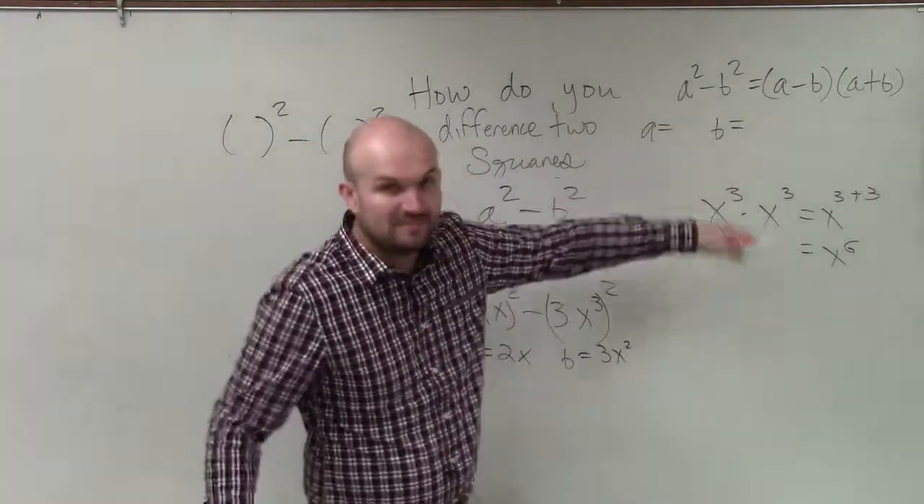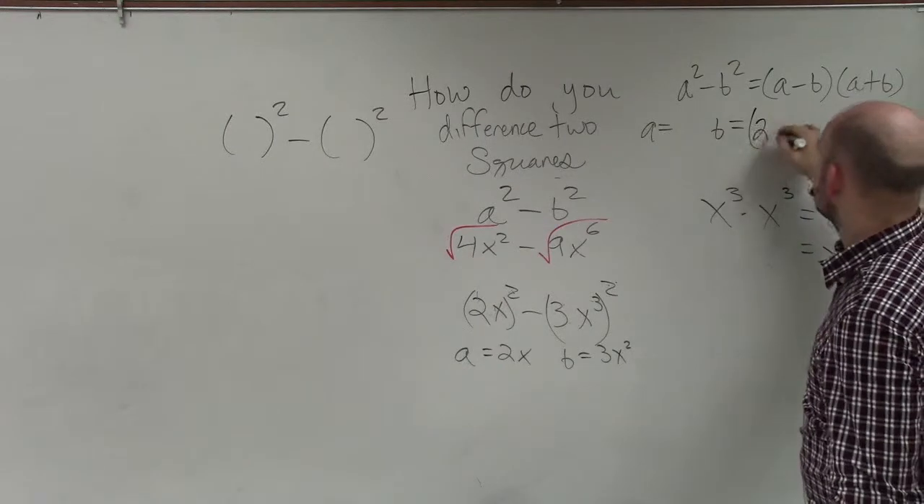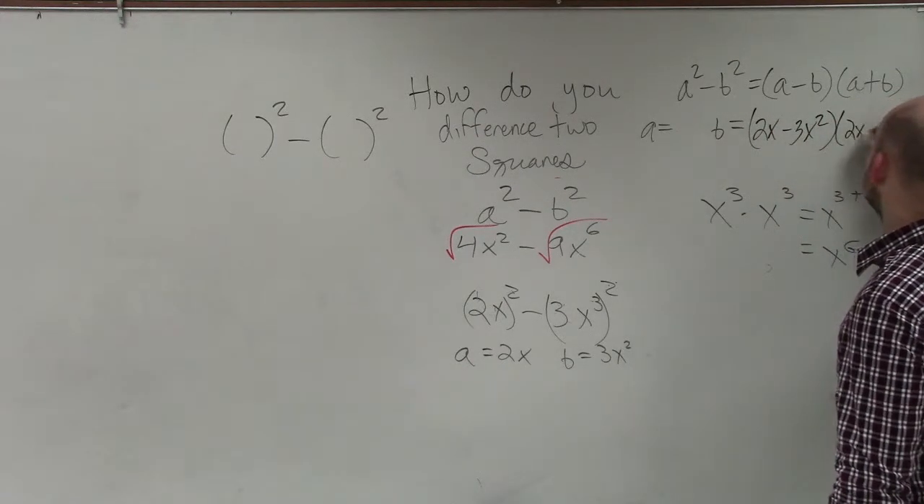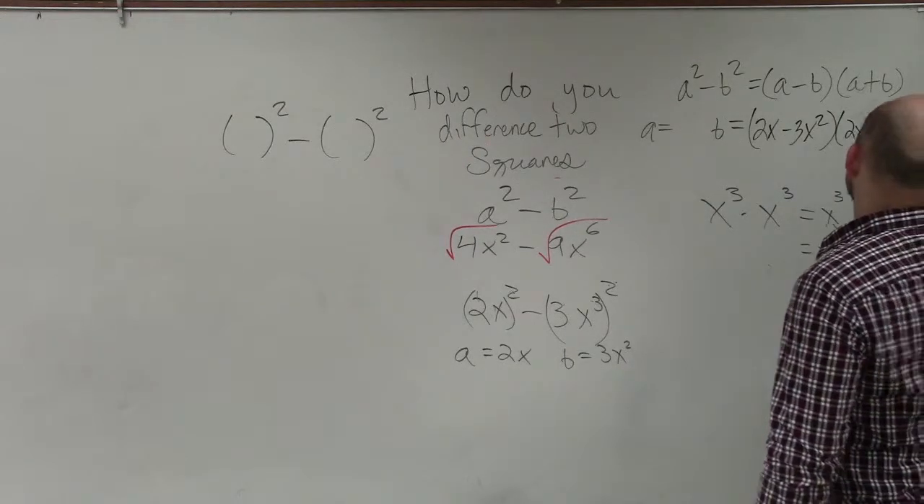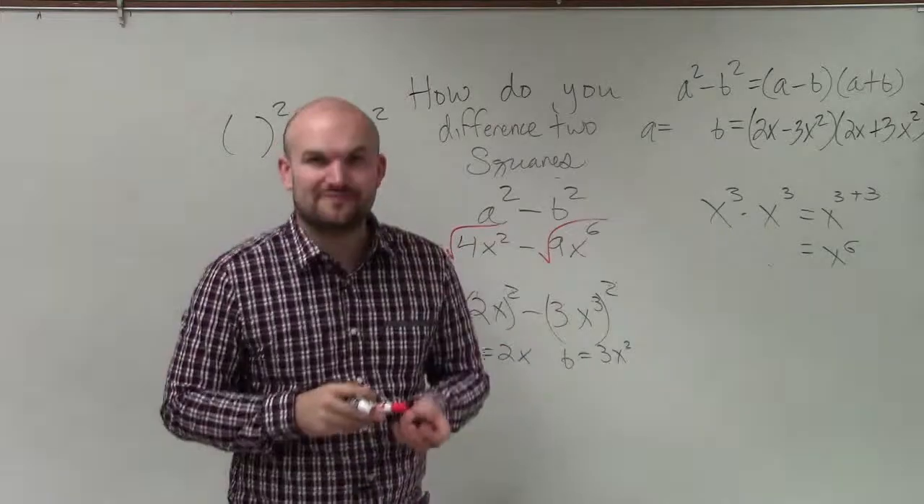Now that I know my a and b, I can simply plug them into my formula. So that's going to be 2x minus 3x cubed times 2x plus 3x cubed. And there you go, ladies and gentlemen. That is how you apply the difference of two squares.